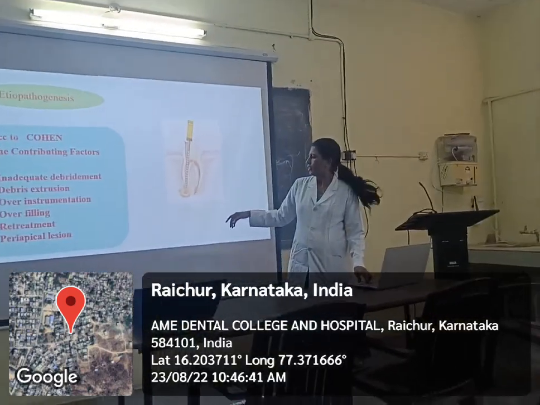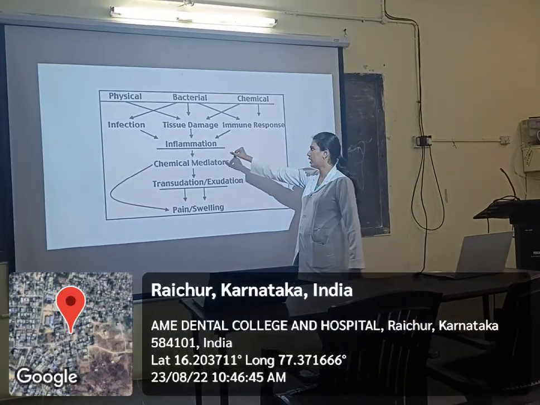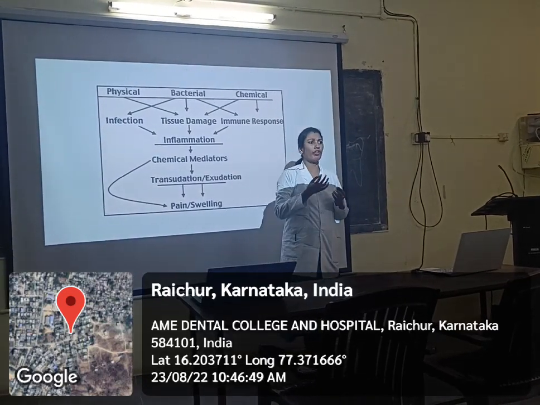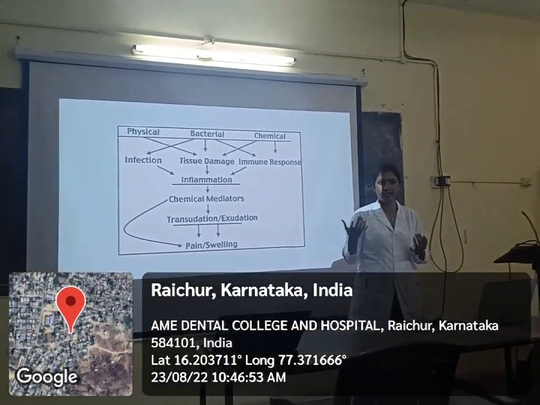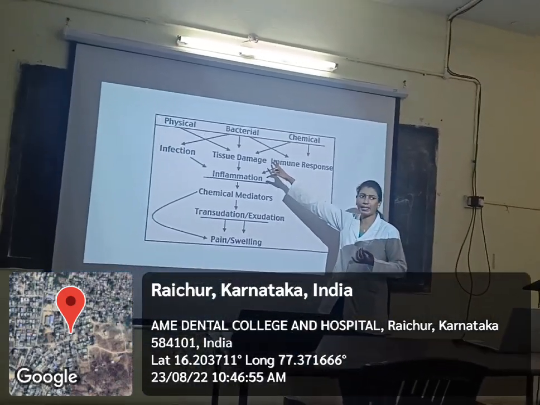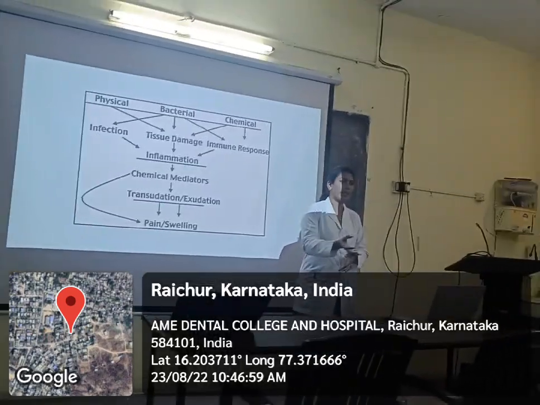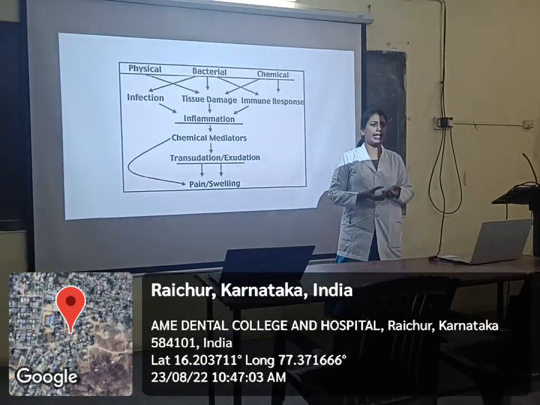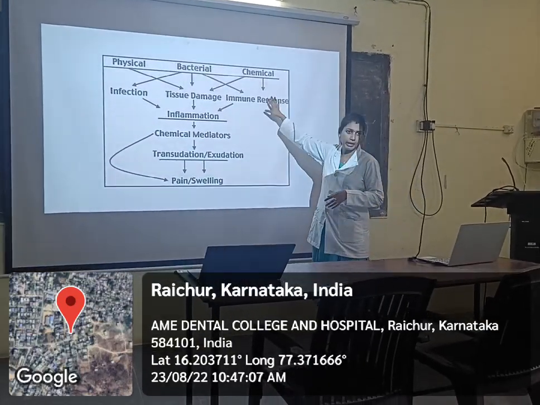This is a simple flowchart, and I will briefly explain it. Three factors might be there. Physical factors: physical means using physical things like filing, whatever we use, the files and all. Bacteria: some amount of bacteria will be present within the canal and periapical region. And chemical: the ingredients and medicaments we are using within the canal. Those are the chemical aspects.